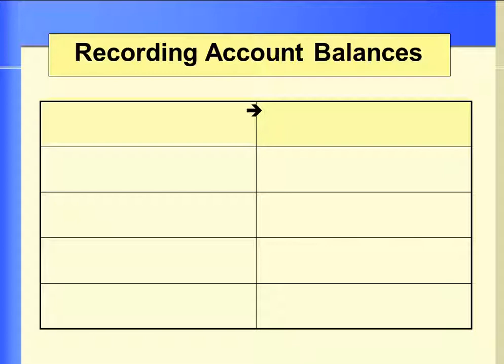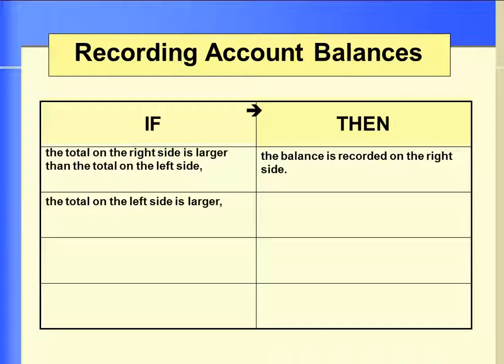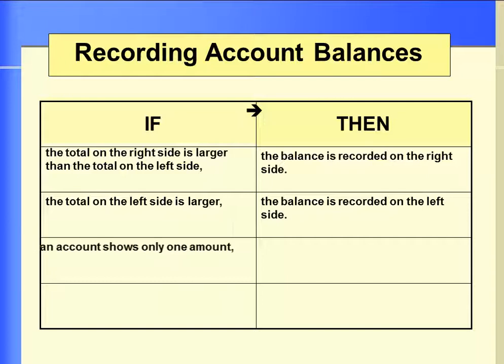And we'll have a better example down the road with that. So here's some rules for account balances, if and then. If the total of the right side is larger than the total of the left side, then the balance is recorded on the right side. That account would have a balance of a credit. So right means credit and left means debit. If the total of the left side is larger, that's recorded on the left side.